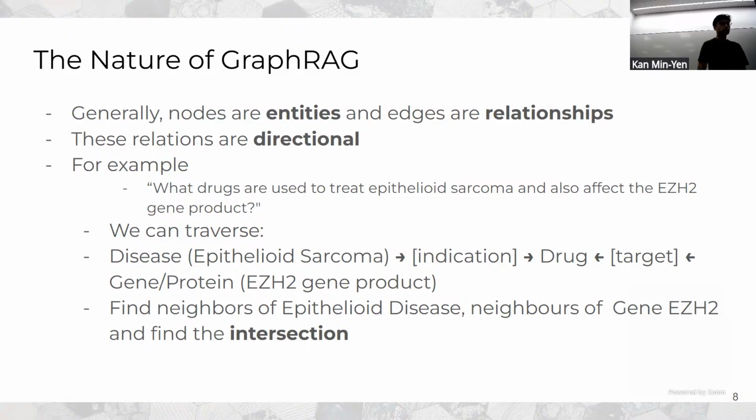So the example here is, for instance, if you're finding the connection between epithelioid sarcoma and some drugs that affect, say, the EZH2 gene, you can traverse it, get the neighbors for the disease entity, and get the neighbors of the gene product entity, and then do the intersection. That way you can find out what's related here.